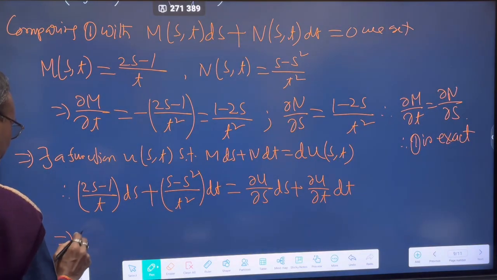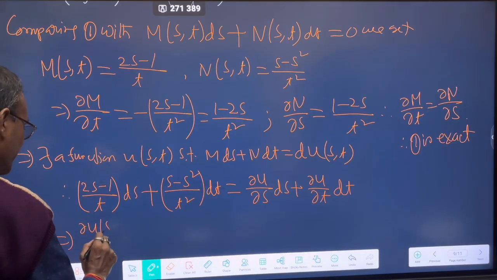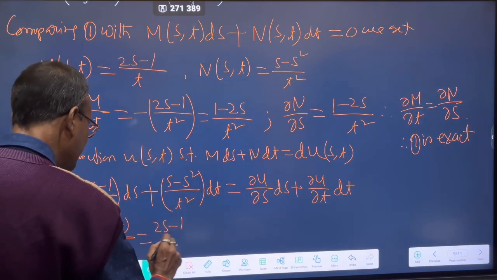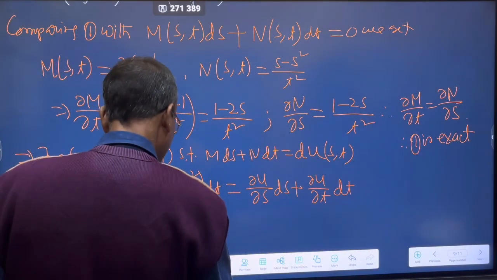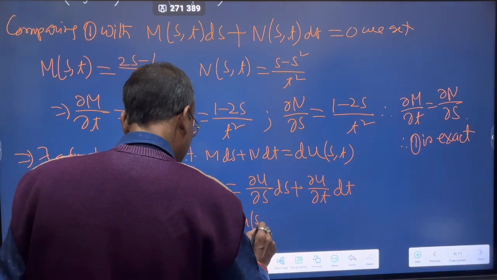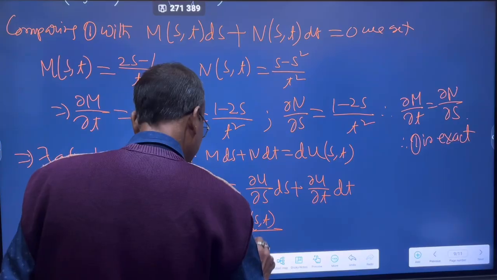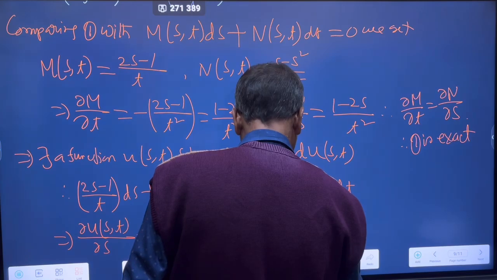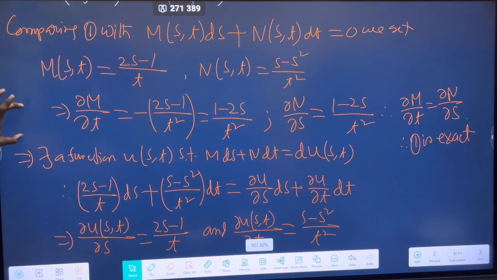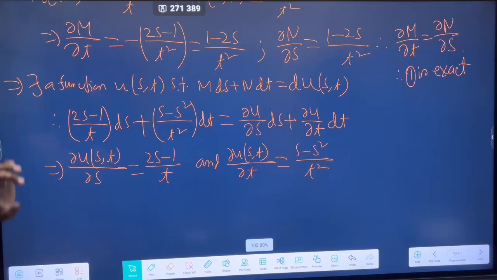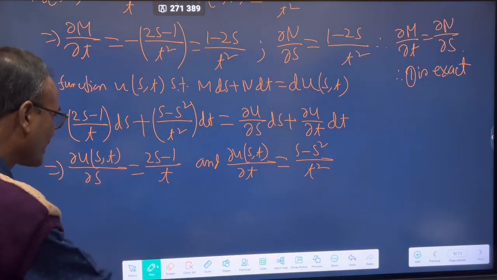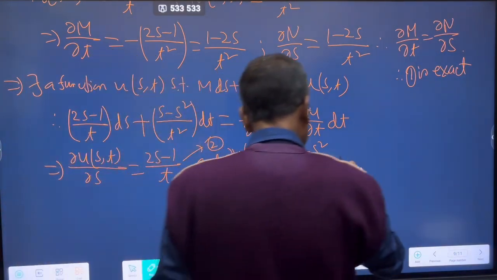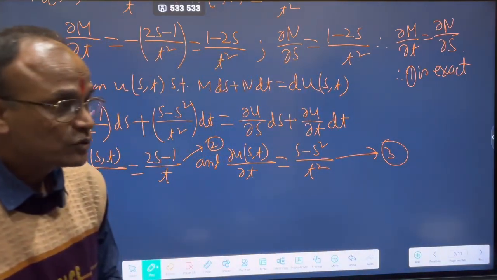This means del u, a function of s and t, by del s equal to twice s minus 1 divided by t, and del u by del t equal to s minus s square divided by t square. Suppose this is number 2 and this is number 3.